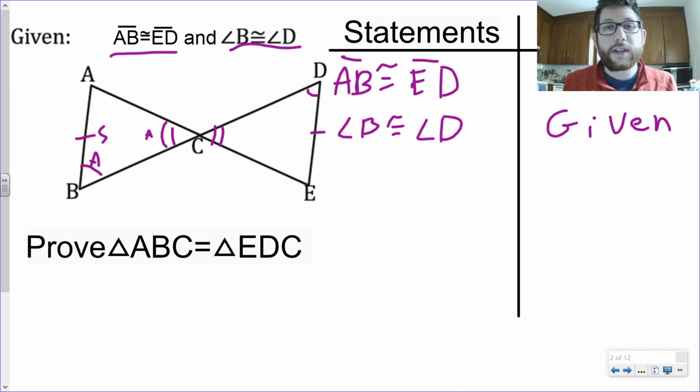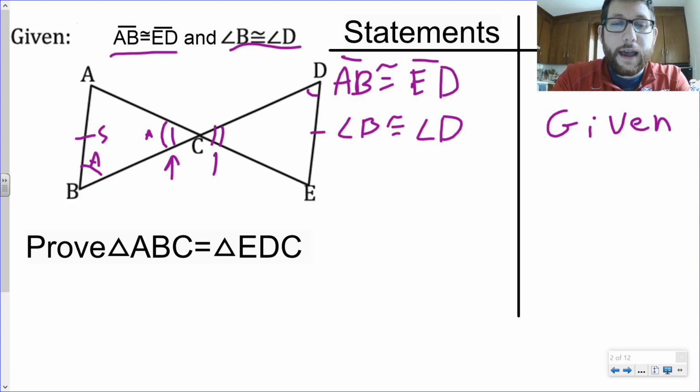Now in the proofs today, there are basically only going to be 3 different reasons that we use: given, reflexive, vertical, and then also whatever our triangle congruency proof is, so SAS, SSS, something like that. Everything leading up to our congruent triangles is going to be either given, reflexive, or vertical. So we're going to keep it real simple today. Tomorrow we're going to talk about a few more different reasons we might run into, and we'll build into it instead of giving them all at once. So we already talked about this.